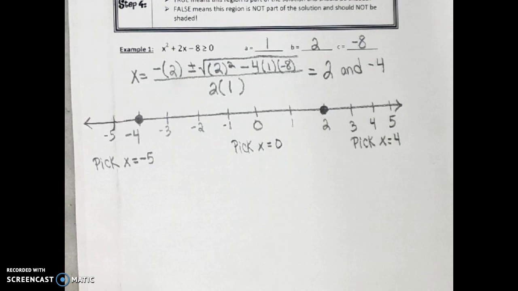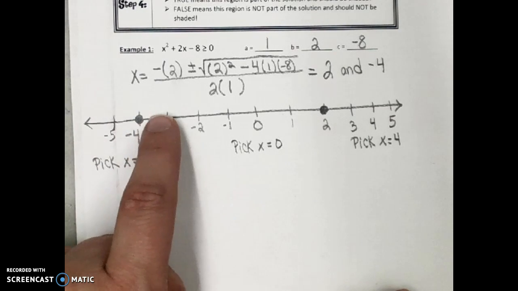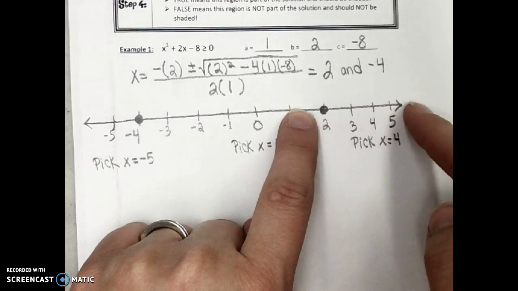I have completed step 3. I picked a point. I picked it because I wanted those points. You could pick different points. Now, step 4. We're going to test each region. There are 3 regions. To the left, in the middle, to the right.